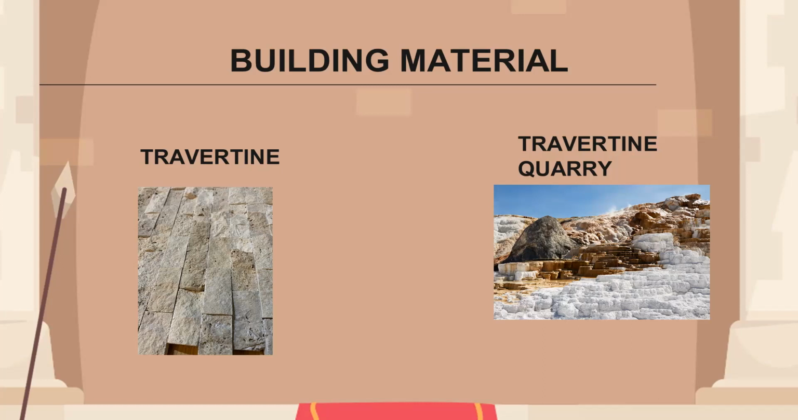The actual number of workers involved in the construction is uncertain, but estimates suggest that it could have been tens of thousands. Slaves, prisoners of war, and skilled craftsmen contributed to the labor force. The construction materials included travertine stone quarried from nearby Tivoli and Anio Valley, as well as concrete made from a mix of volcanic ash, lime, and water.